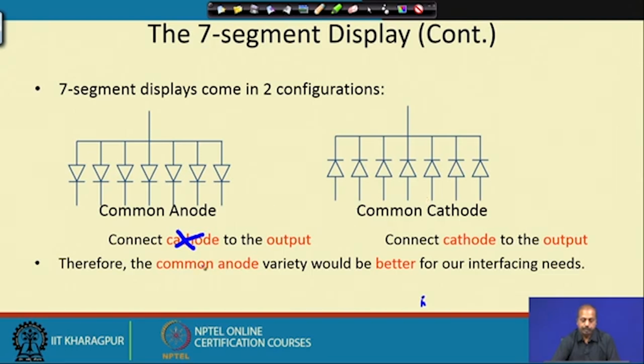So, this variety is better for interfacing purpose. This common anode variety is better, because here you can put a 1 and here you can put the values 0, whereas in this case you have to put so many resistances for doing that. For interfacing purpose, this one will be better.